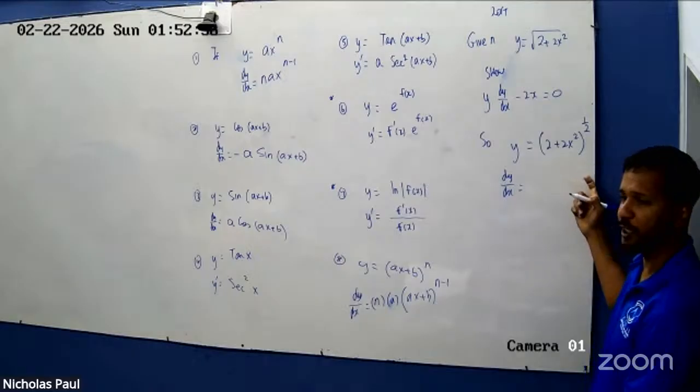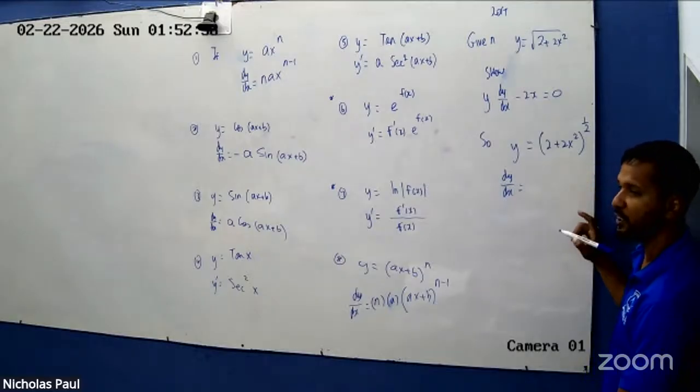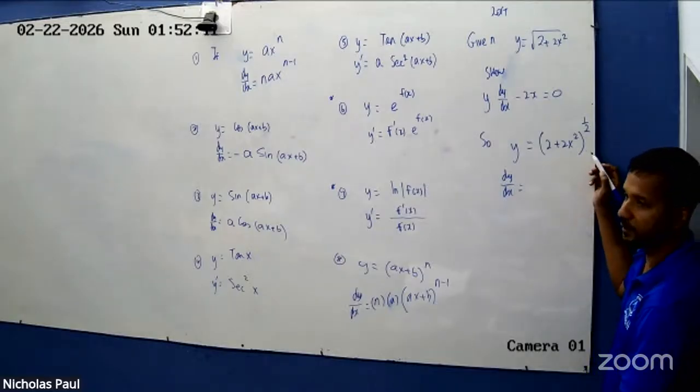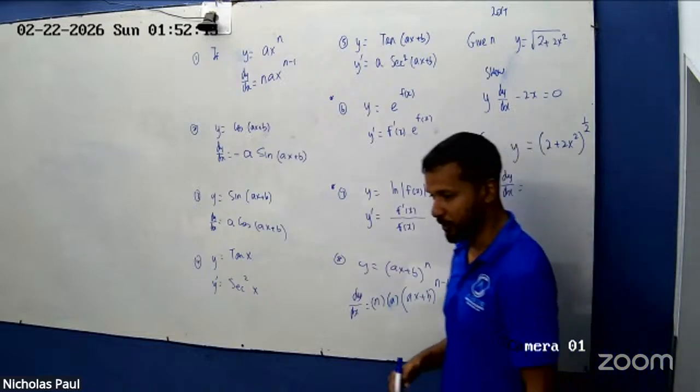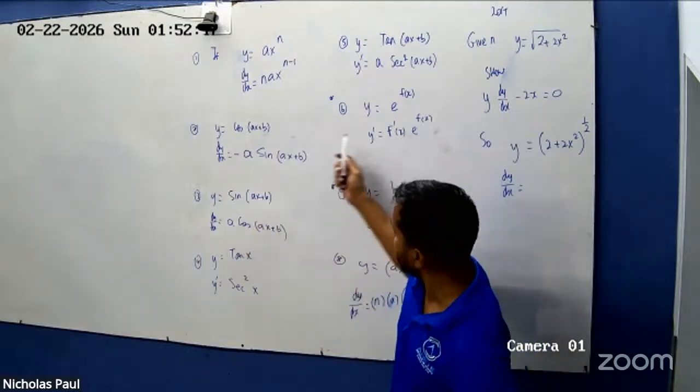How do you differentiate this? Okay. How do you differentiate this? Okay, all right. Go ahead, I'll give you a minute to finish. Or you could use number 8, right? You could use the shortcut.